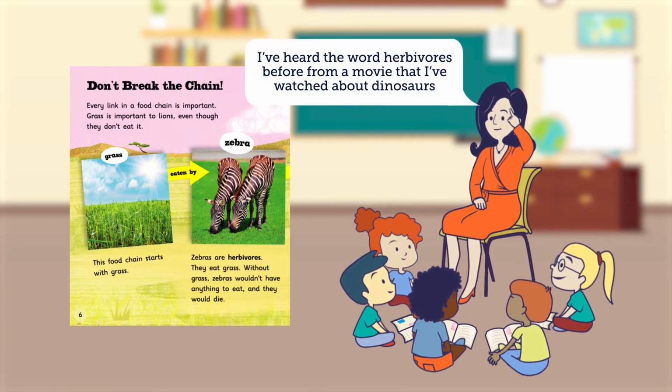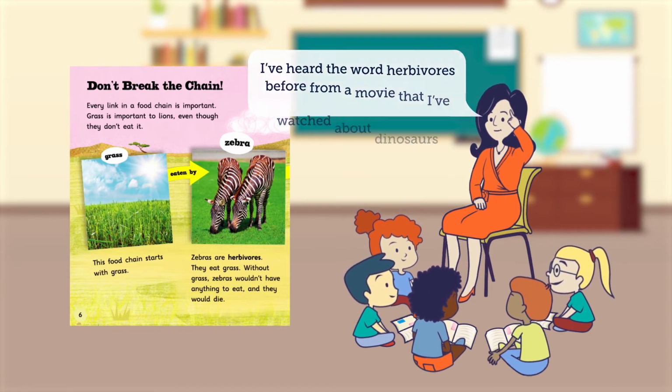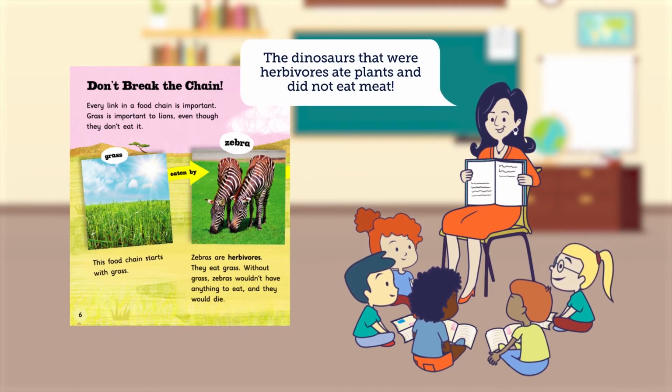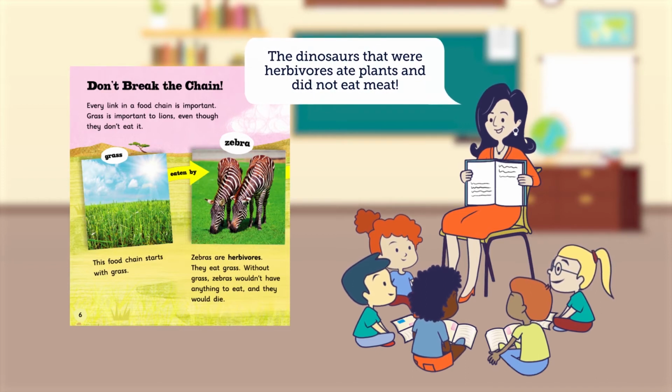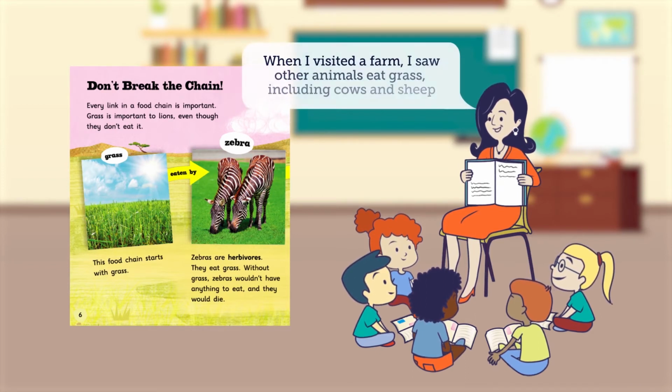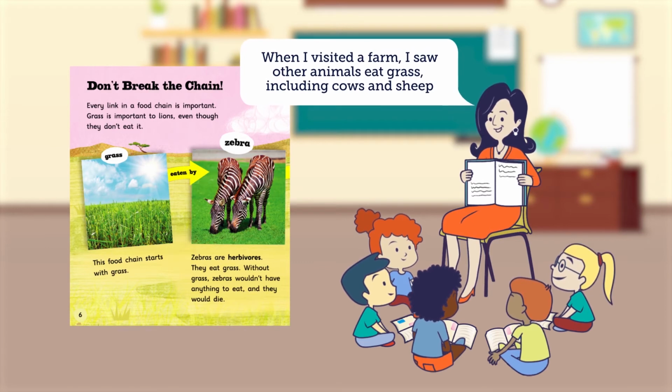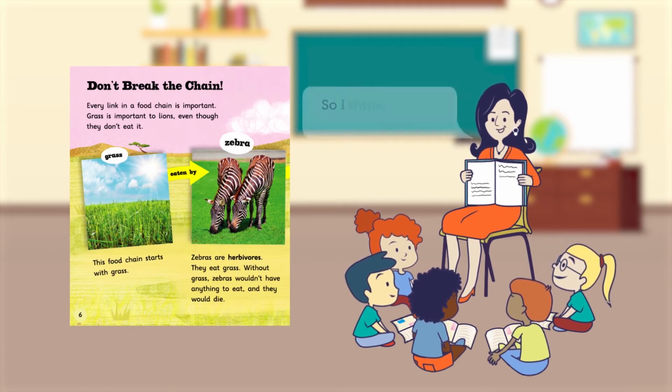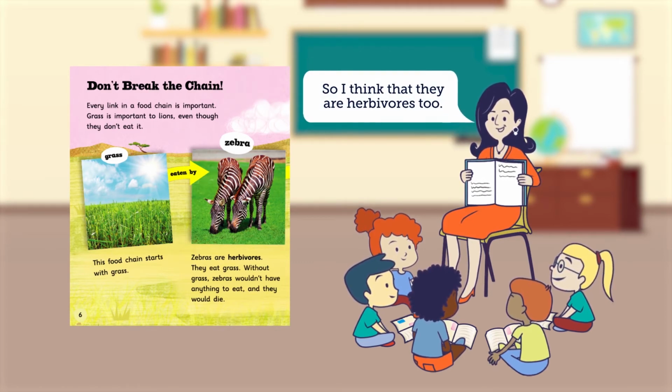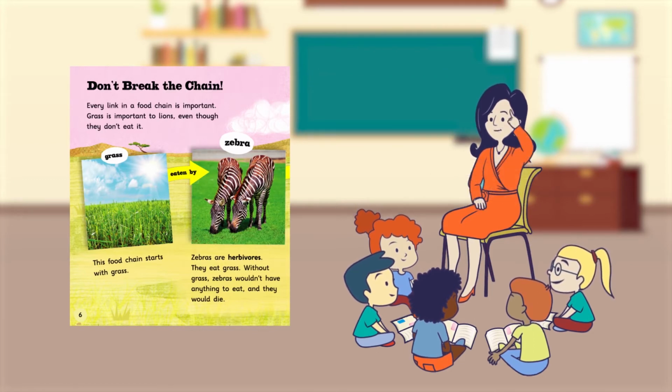Well, I've heard the word herbivores before from a movie that I've watched about dinosaurs. The dinosaurs that were herbivores ate plants and did not eat meat. When I visited a farm, I saw other animals eat grass, including cows and sheep. So I think that they're herbivores too. Now, as we read the book today, I'm going to ask you to activate your prior knowledge using the Think Aloud, just like I have. Let's start reading.